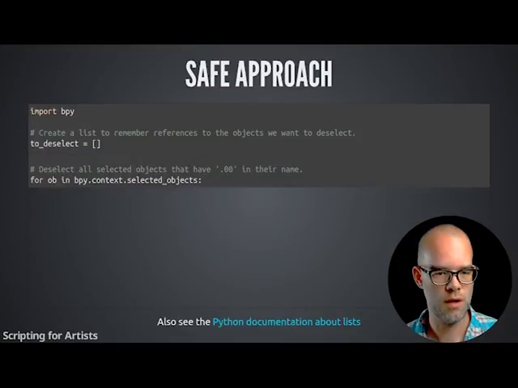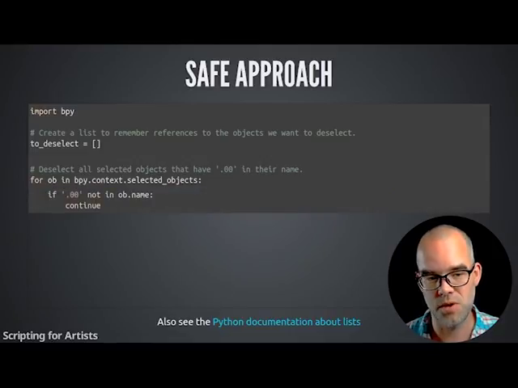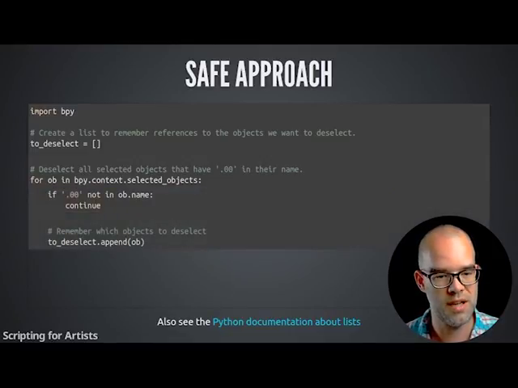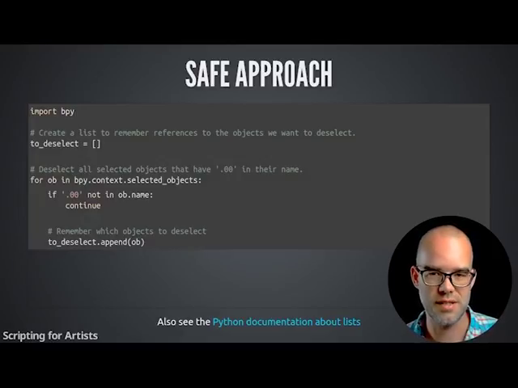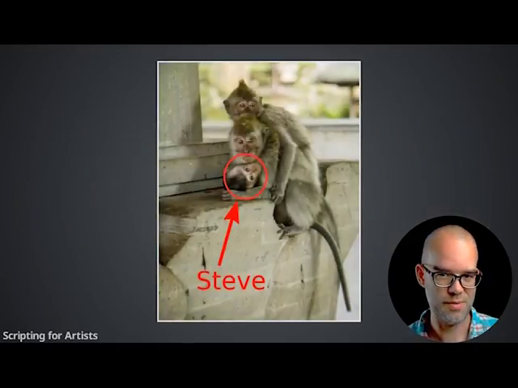Back to our code. We still keep the same for loop because we wanted to loop over all selected objects. There's no other way we can do that, and the loop itself wasn't a problem really. The condition wasn't a problem. But then instead of immediately deselecting it, we just append ob to our list. Ob refers to an object in pretty much the same way as we've seen before. Steve refers to a monkey.